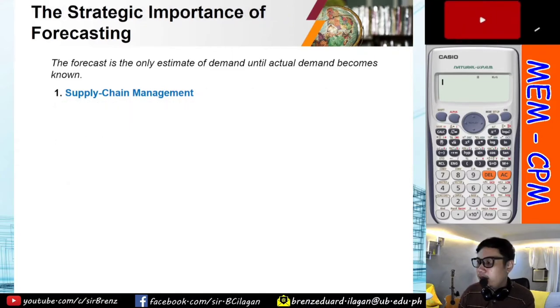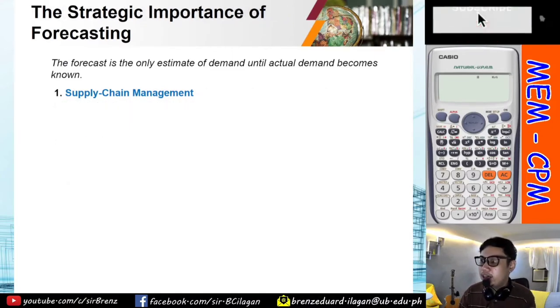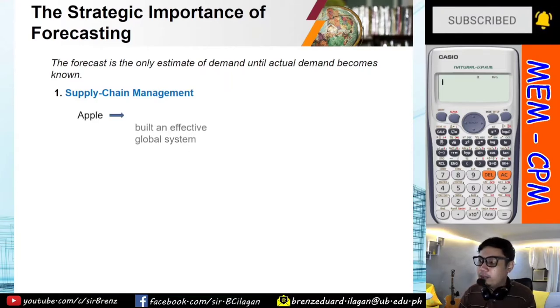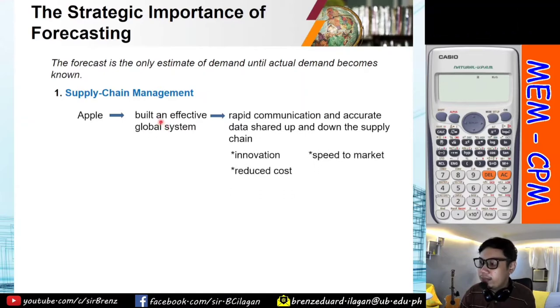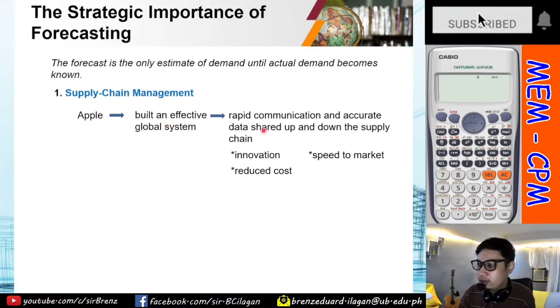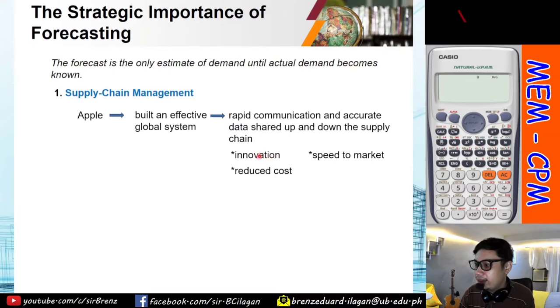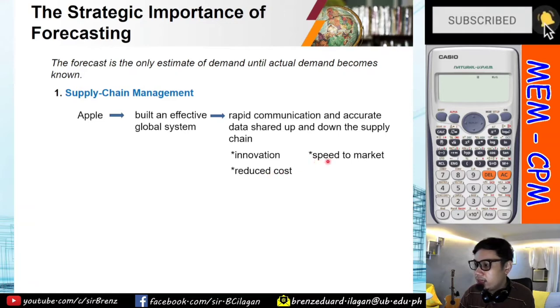Okay, so under supply chain management, here are just three examples. The first one is the company called Apple. It has built an effective global system where it controls nearly every piece of the supply chain, from product design to retail store. With rapid communication and accurate data shared up and down the supply chain, innovation is enhanced. At the same time, inventory costs are reduced and speed to market is improved.